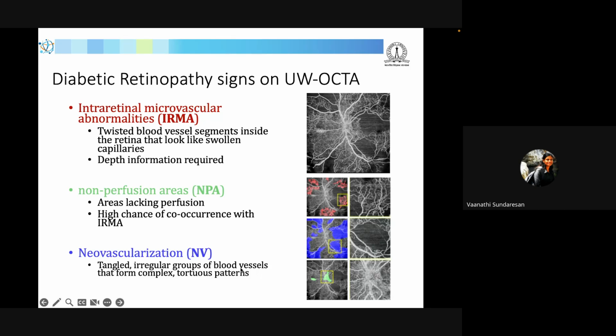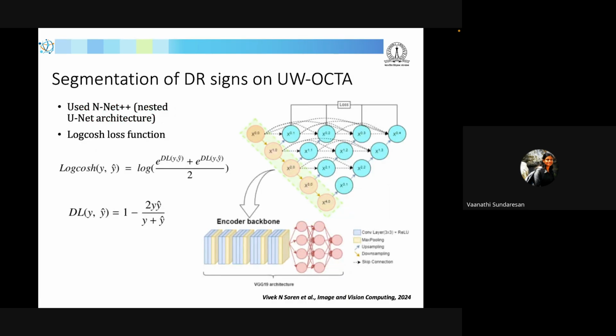So now the idea is to detect these areas in the OCTA scans that we have using artificial intelligence. There are various steps involved, right? The first step is quality assessment. We did that as well, but I'm not going to focus on that. I'm going to mainly focus on the segmentation part only. So here we used a nested U-Net architecture, right?